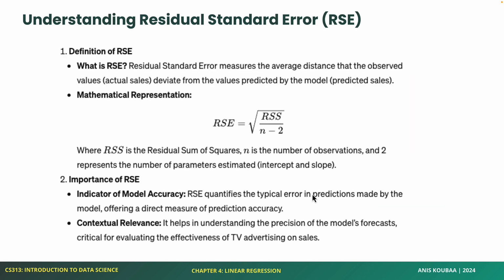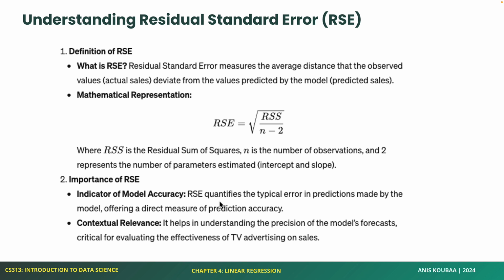Let's start by the first metric, which is the residual standard error. And it measures the average distance between the observed values and also the predicted values, and is mathematically expressed as the square root of the RSS. RSS is the sum of the residuals. Okay, residuals, it means the difference between the predicted and the actual values, divided by n minus 2, and 2 is the number of estimated parameters.